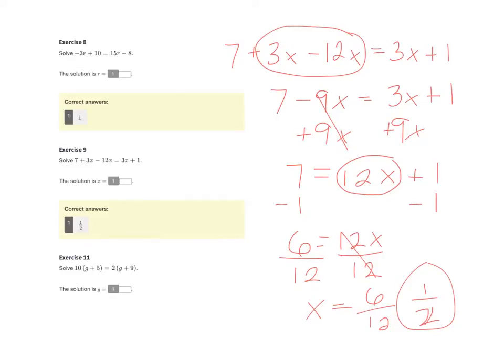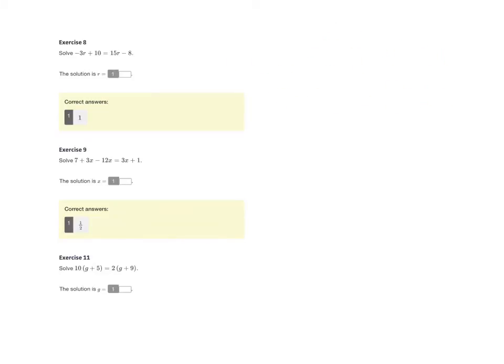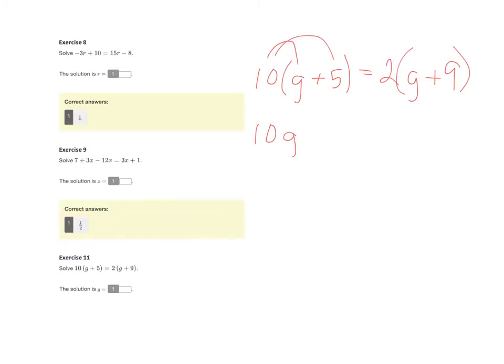Exercise 11 looks like we've got some distributing that we're going to need to do. So let me write that out. We've got 10(G plus 5) is equal to 2(G plus 9). So we're going to start by distributing the 10. So 10 times G, 10G, 10 times 5 is 50, is equal to 2 times G is 2G, 2 times 9 is 18. Here are my options for the variables.